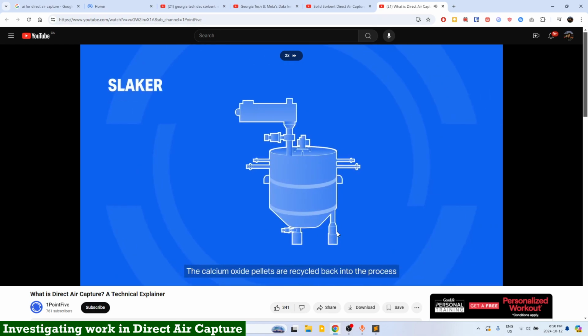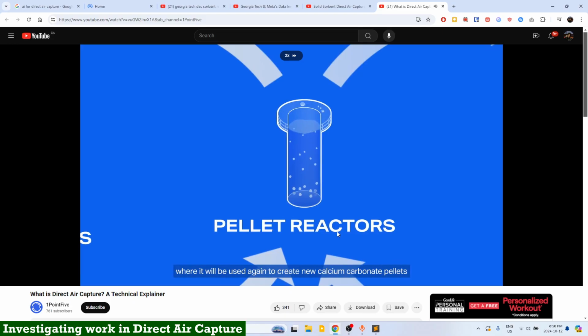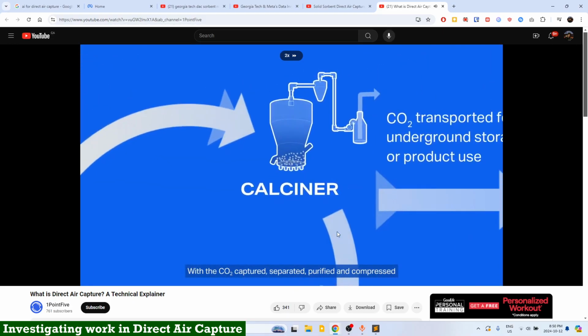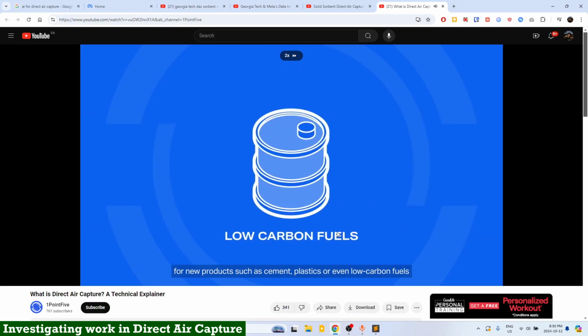The calcium oxide pellets are recycled back into the process. They are first sent to a slaker, where mixed with water, calcium hydroxide is formed and ready to go back into the pellet reactor, where it will be used again to create new calcium carbonate pellets. With the CO2 captured, separated, purified, and compressed, it can be permanently stored deep underground or used as a feedstock for new products such as cement, plastics, or even low-carbon fuels.